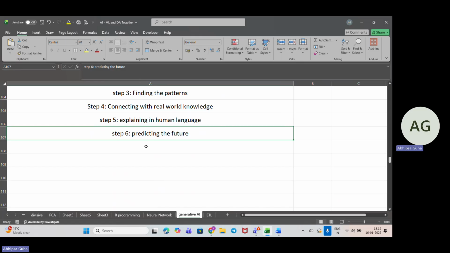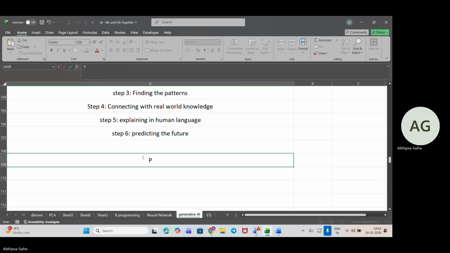Okay, now we need to understand prompt engineering.